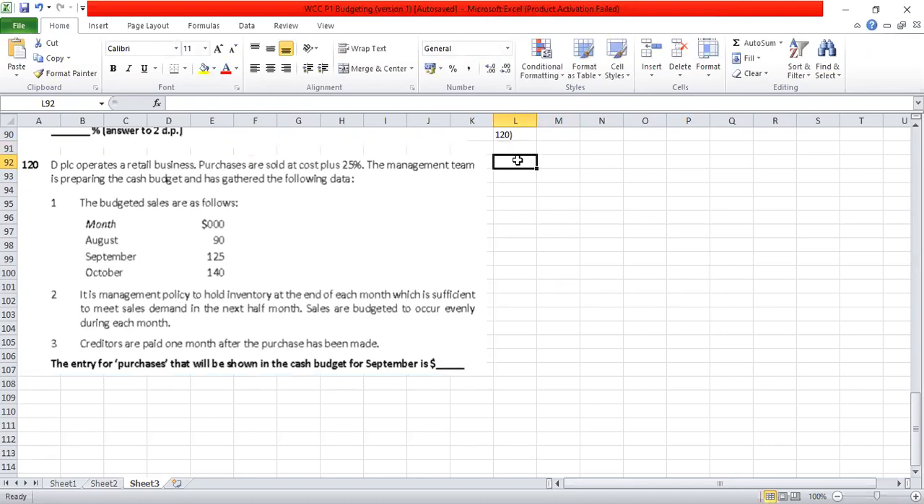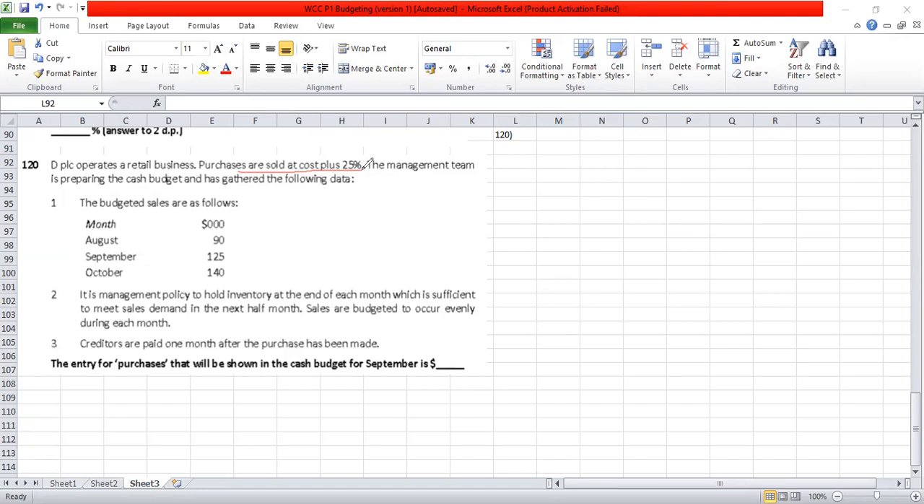Purchases are sold at cost plus 25%. So the first point is purchases are at cost plus 25%. The management team is preparing the cash budget and has gathered the following data. For the months, we have August, September, October. These are the sales figures given. Management policy is to hold inventory at the end of each month, which is sufficient to meet sales demand in the next half month. Sales are budgeted to occur evenly during each month. The creditors are paid 1 month after the purchase has been made. So, what should be the purchases amount is what we have to find out.